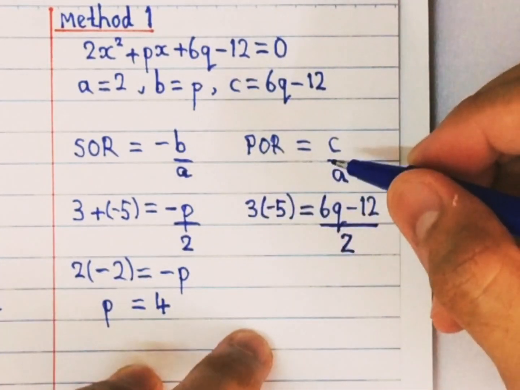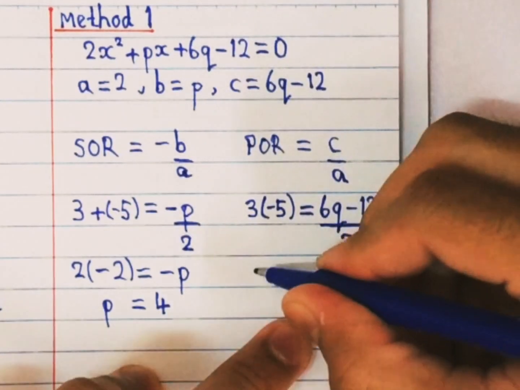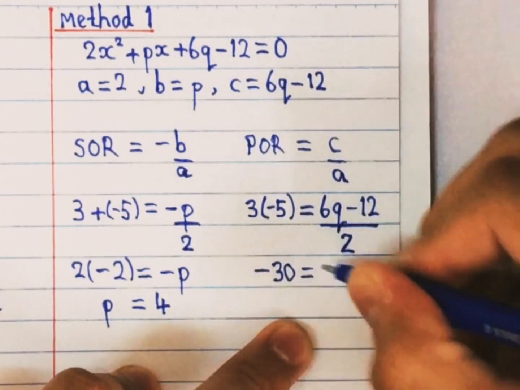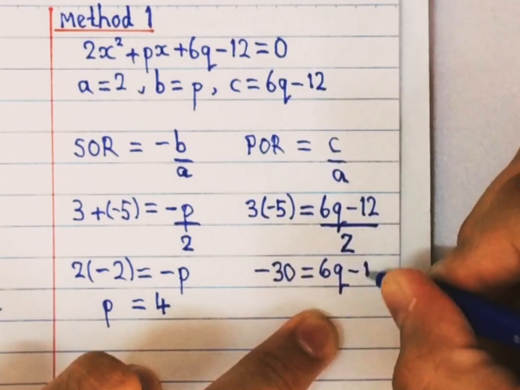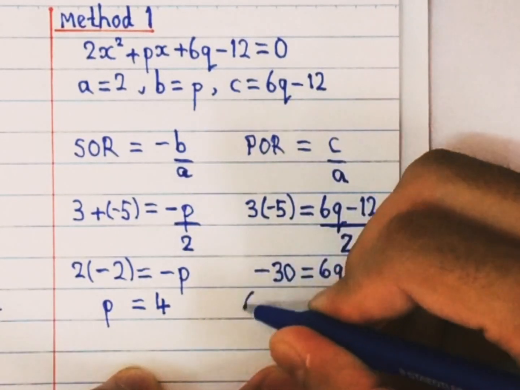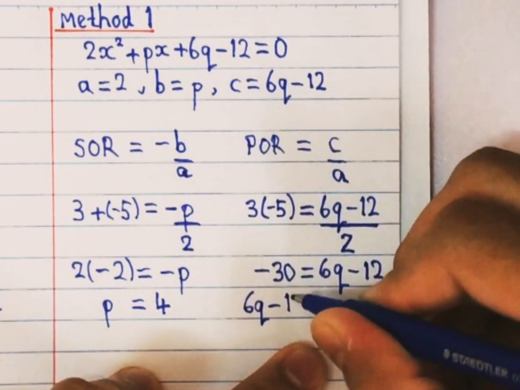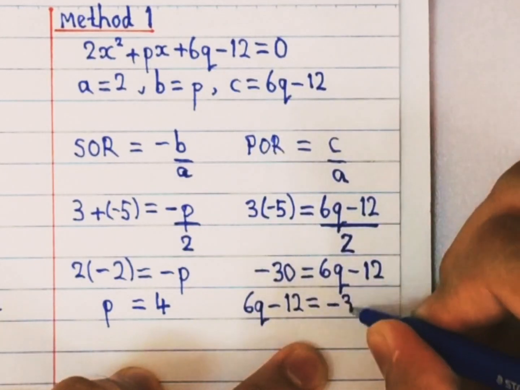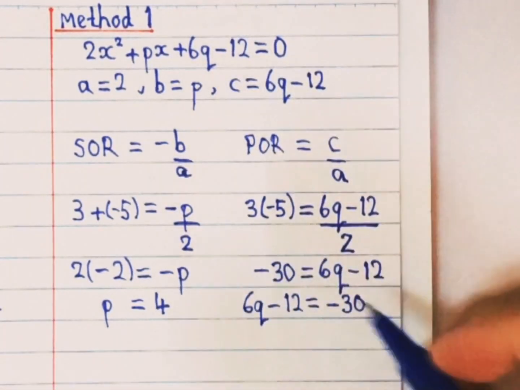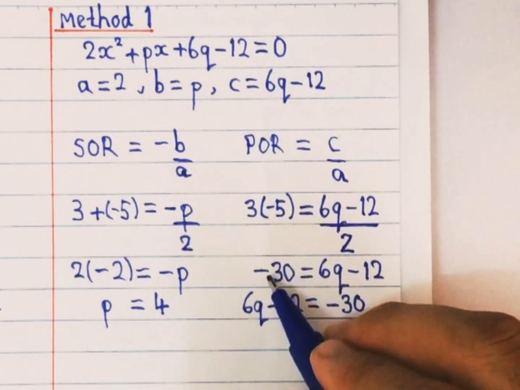So 3 times negative 5 is negative 15. Times 2 will be negative 30 equals 6q minus 12. So I'm going to write this term first because I want to make my q positive. I'm just changing the position, so there's no change of sign, because I just move 6q minus 12 here, negative 30 there.